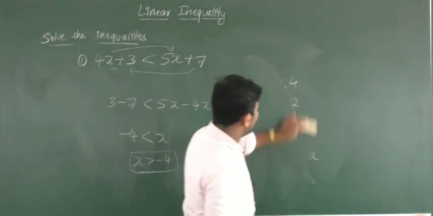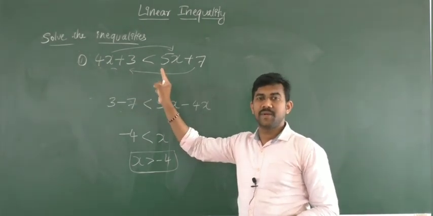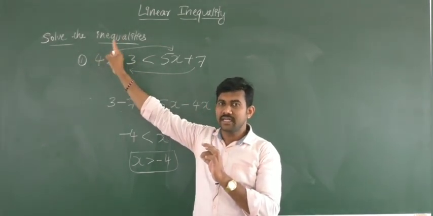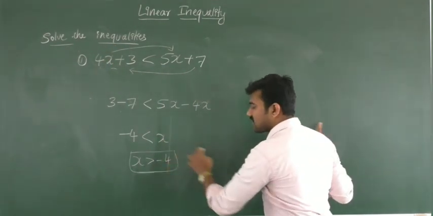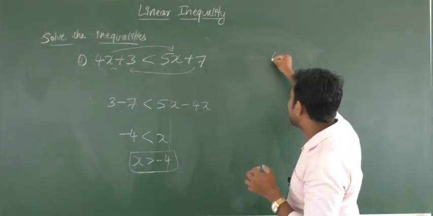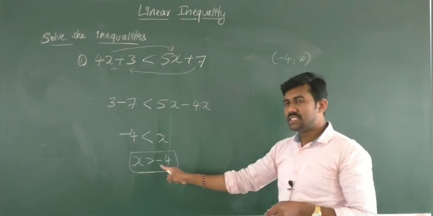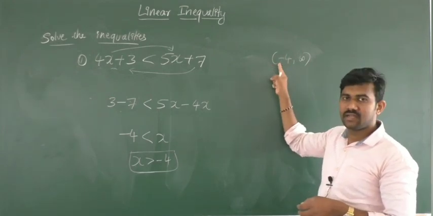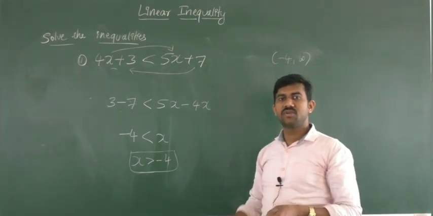Okay, now we have to write the solution set, when x is a real number. They will not mention here that x is a real number, but you have to write that. So what are the real numbers which are greater than minus 4? They are minus 4 to infinity, the open interval minus 4 to infinity, because here it is strictly greater than minus 4. Minus 4 is not included in this set. So open interval minus 4 to infinity. This is the solution set.